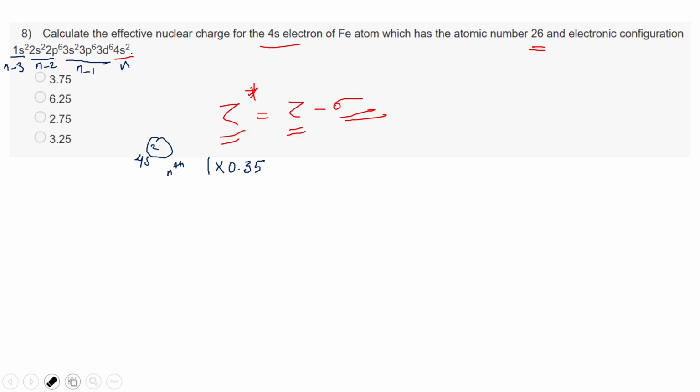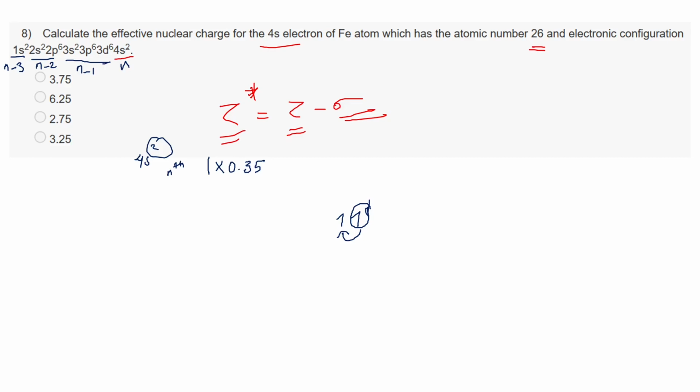Ma'am, why did we take only 1 multiplied by 0.35? Because there are 2 electrons, we are looking only at this electron, right? So this electron does not have any interaction with itself. It only interacts with the other electron. Yes, so we will only look at the other electron, not the same electron. That's why we are only taking one electron from each.